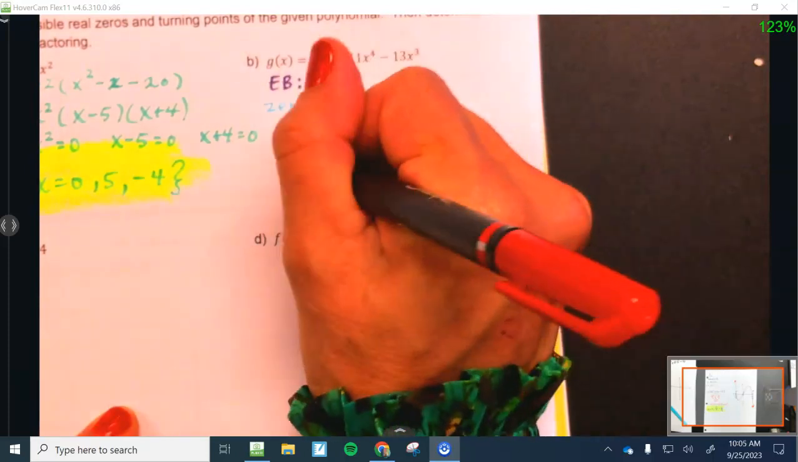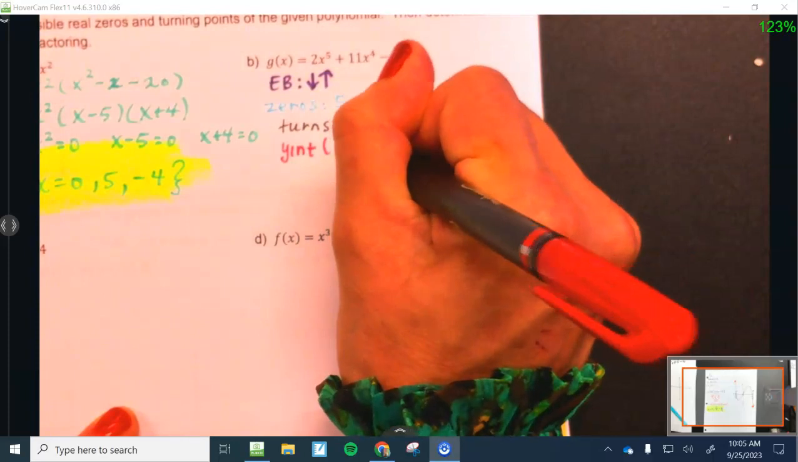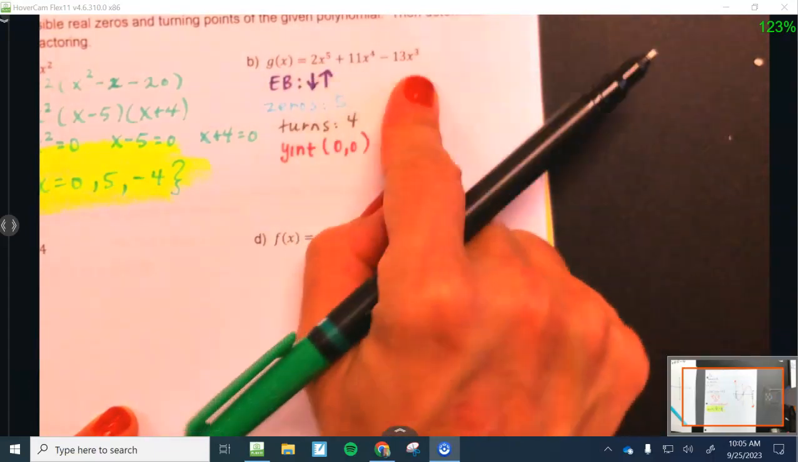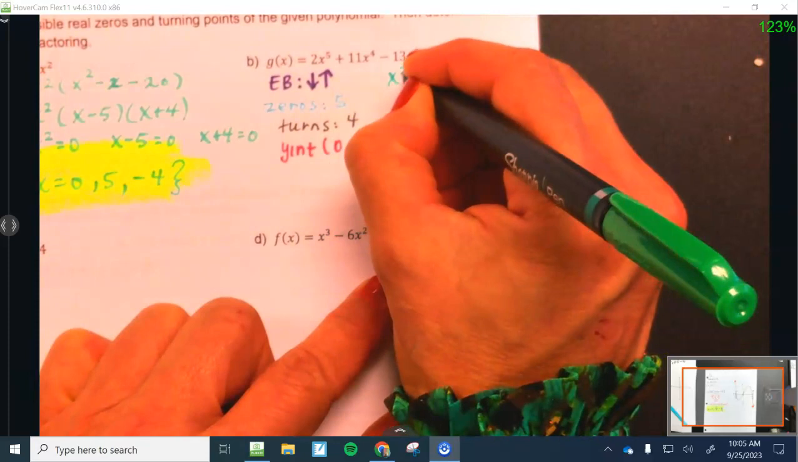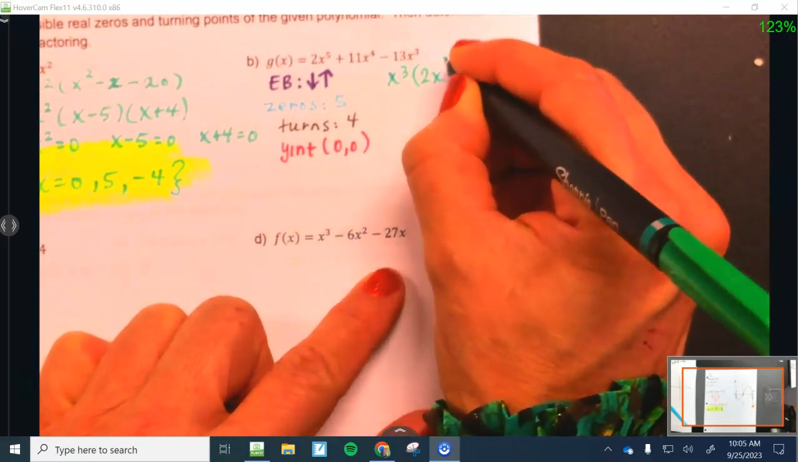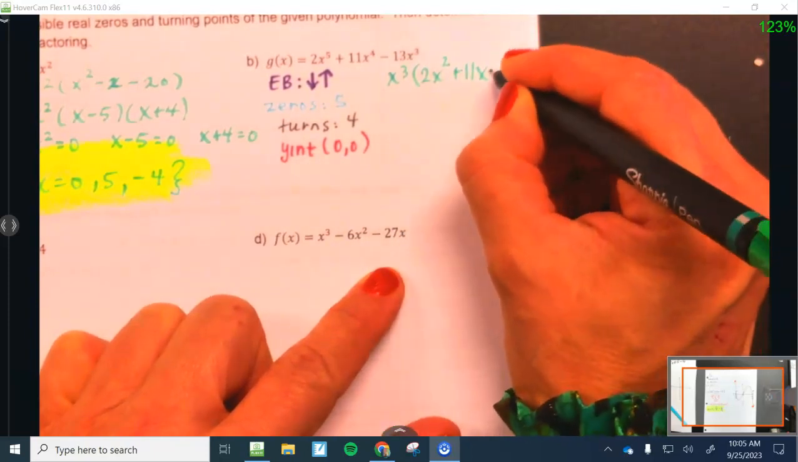Y-intercept. What's the y-intercept? 0, 0. Great job. Let's solve. Looks like we're going to take out x to the third out of all of these. So x to the third is going to leave 2x squared plus 11x minus 13.